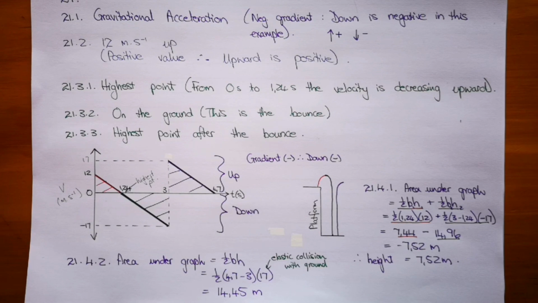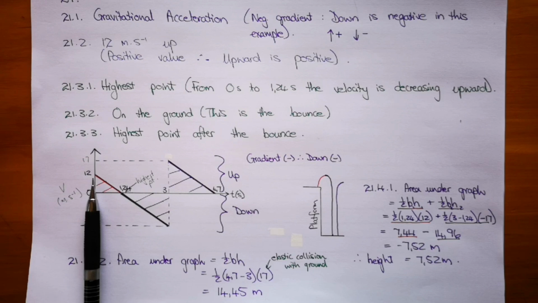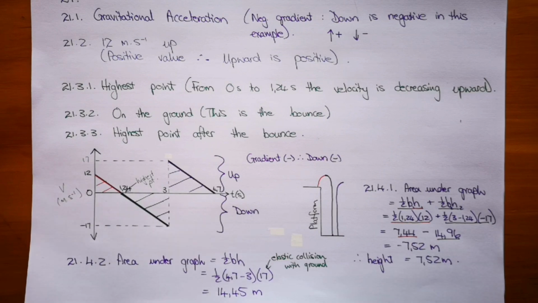21.2, the initial velocity of the ball. Give the initial velocity of the ball. There we have it. It's 12 meters per second. It's a positive value. Up was taken as positive. So it's 12 meters per second up. You have to give the direction because they asked for velocity. Once you have given your answer, always check, have I given everything that they asked for?